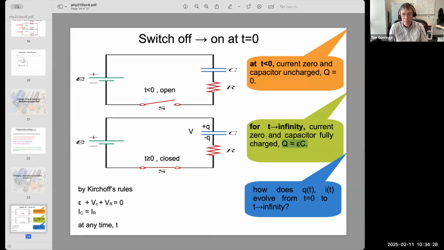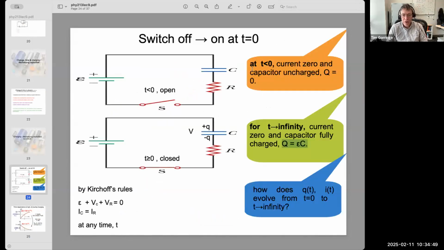So somehow between the moment we close the switch and waiting long enough for the capacitor to fully charge, the charge on the plates of the capacitor grows by current flowing around the circuit through the resistor. And our question is really, how do we get from no charge on the plates of the capacitor to a fully charged capacitor? How do we evolve from the initial state to the final state for the capacitor? And the next slide really says how we get there, how we get from uncharged to charged.